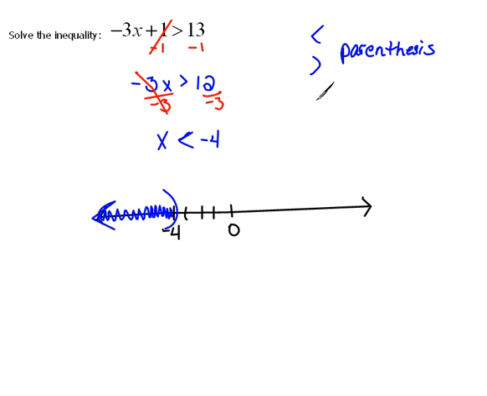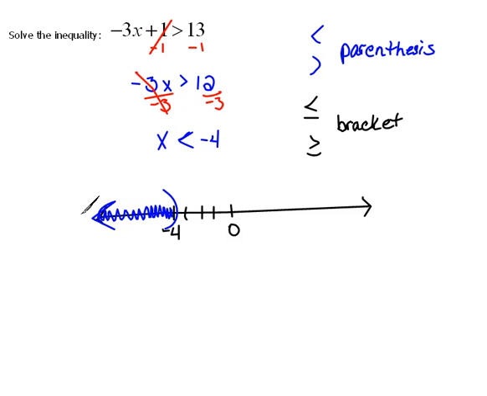We would use a bracket if we see less than or equal to or greater than or equal to. Then we would use a bracket because we could have equality in there also. So in this case we just have our parenthesis. Now to write this in interval notation, we can read it right off of the number line. Remember, we go left to right.